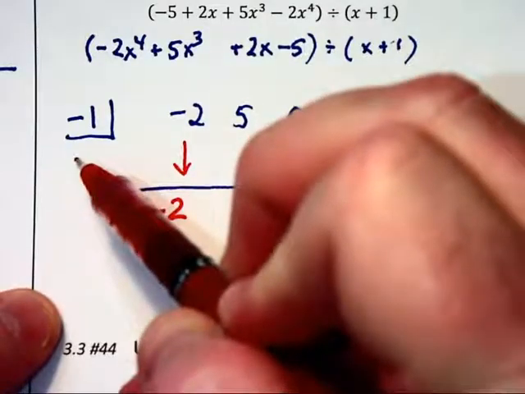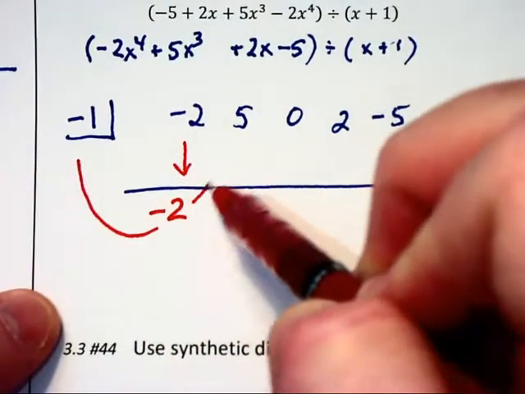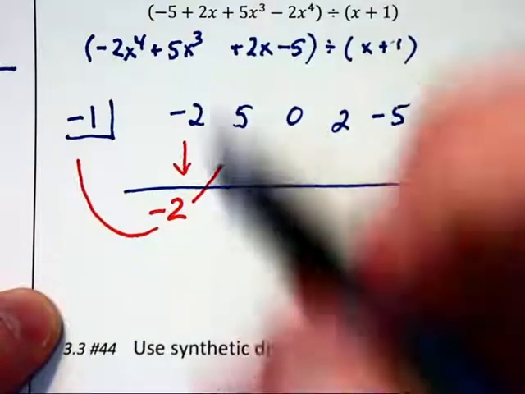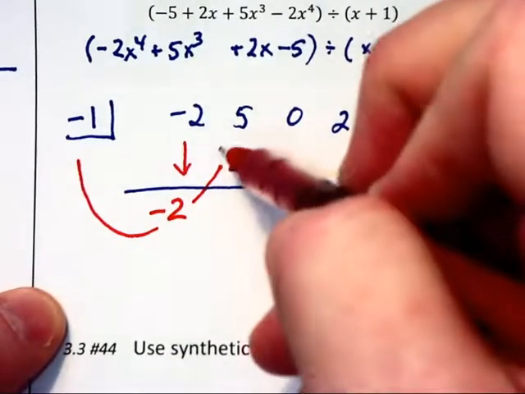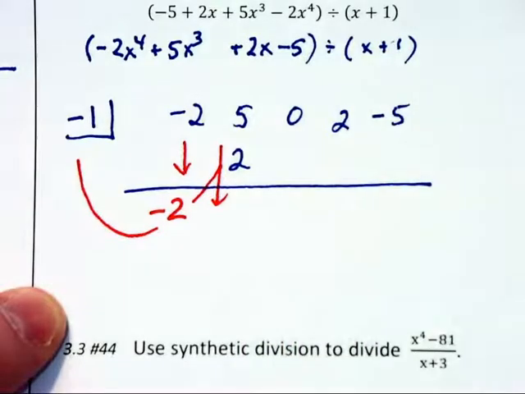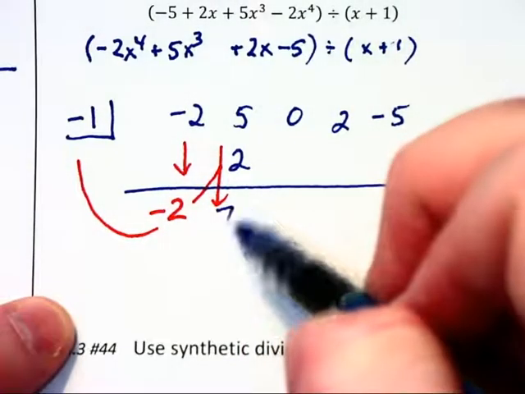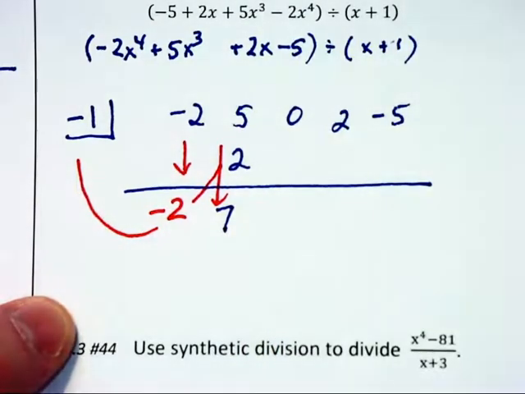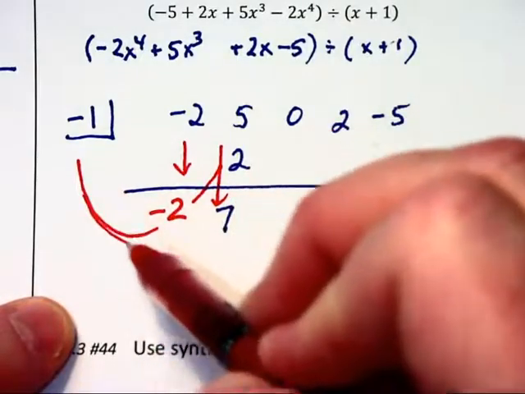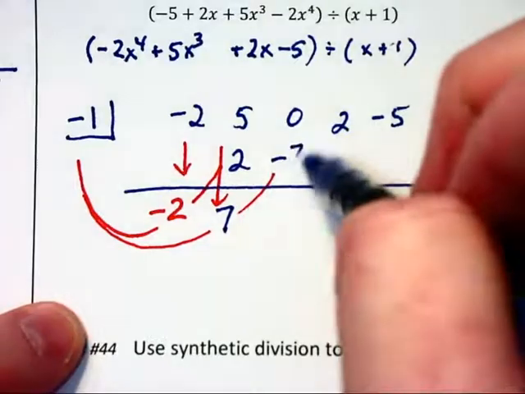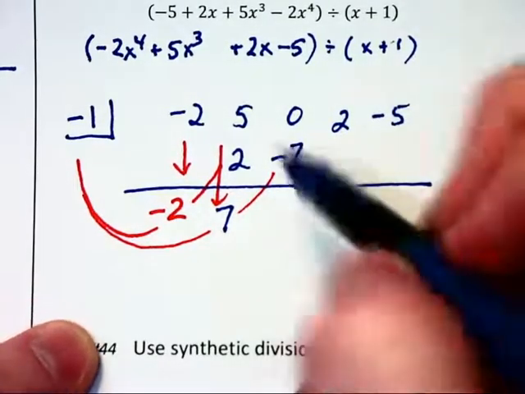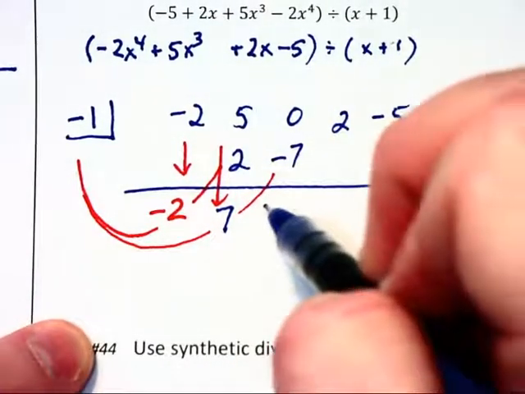We then begin a process of multiplying. Negative 1 times negative 2 is positive 2, and then adding down, 5 plus 2 makes 7. We then continue multiplying. Negative 1 times that 7 makes negative 7. Add it to the 0 above to get negative 7.